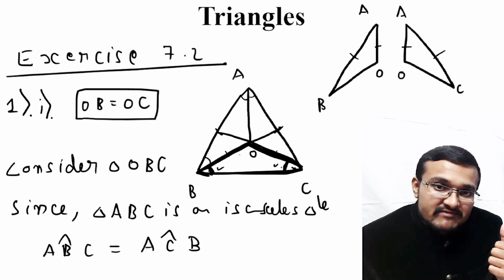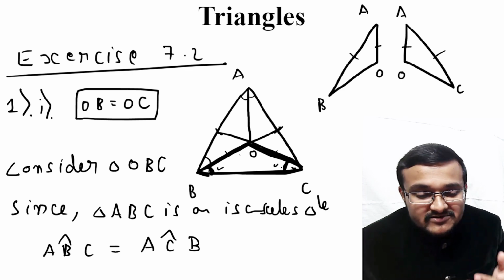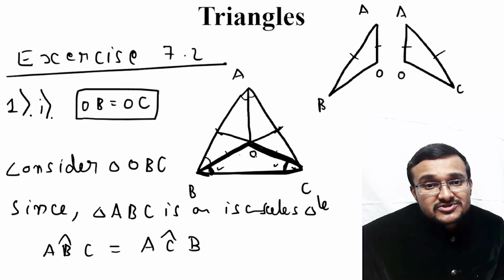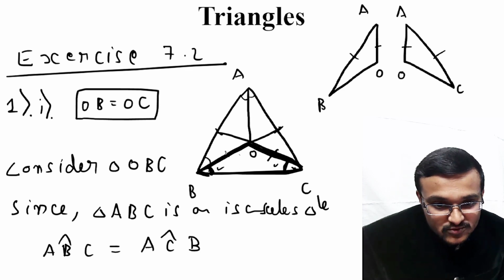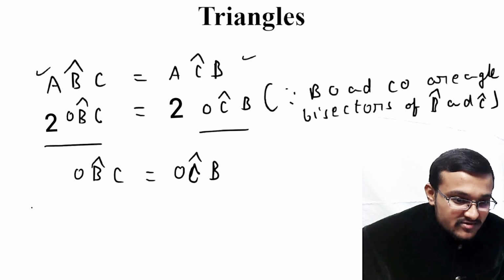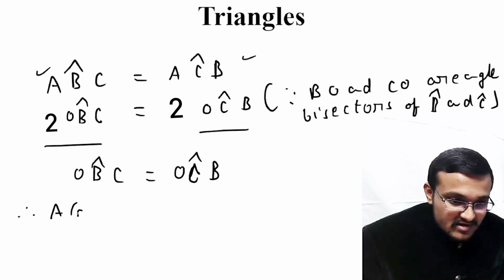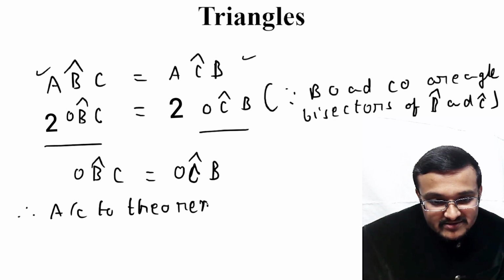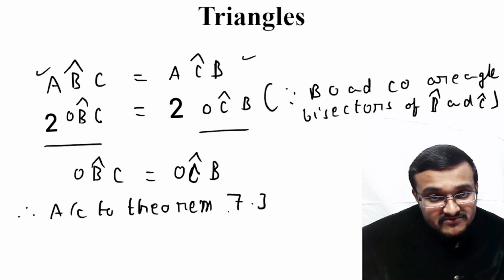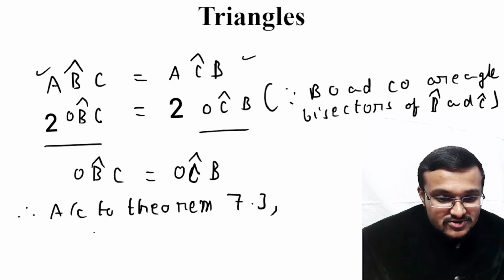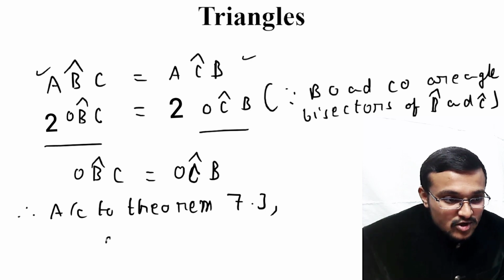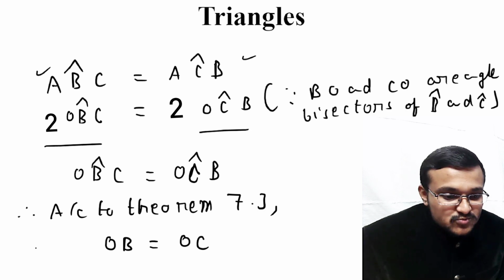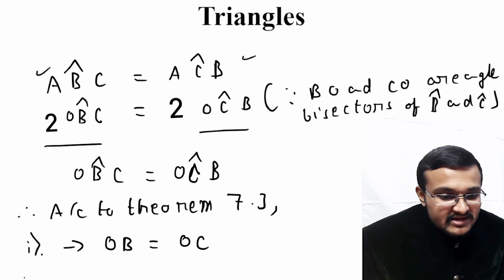In my previous video I have explained theorem 7.2 and theorem 7.3. So according to theorem 7.3, OC is equal to BO. Therefore, according to theorem 7.3, you can refer to the previous video for this, OB is equal to OC. So this is what they have asked in the first question and we have proved that.